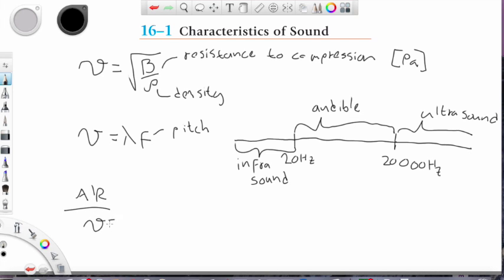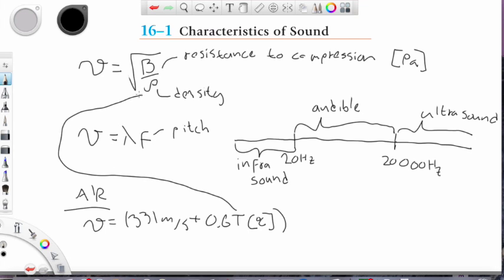It follows approximately the following expression: 331 meters per second plus 0.6 times T, where T is the temperature of the air expressed in Celsius. This temperature dependence comes from the fact that the density of air depends on the temperature. So if we have air at the room temperature, which is 20 Celsius, the speed of sound is about 343 meters per second.